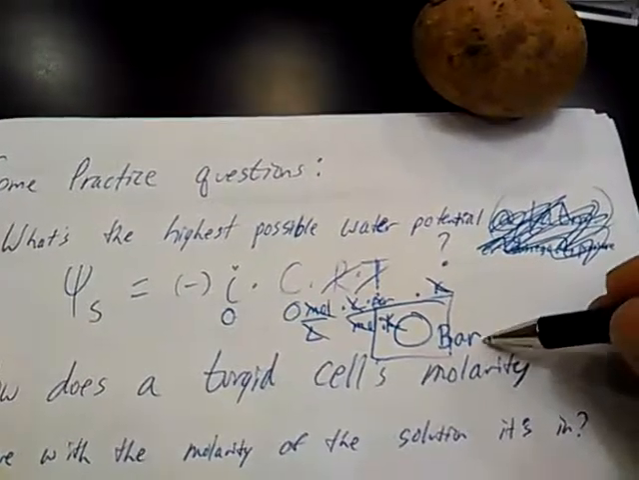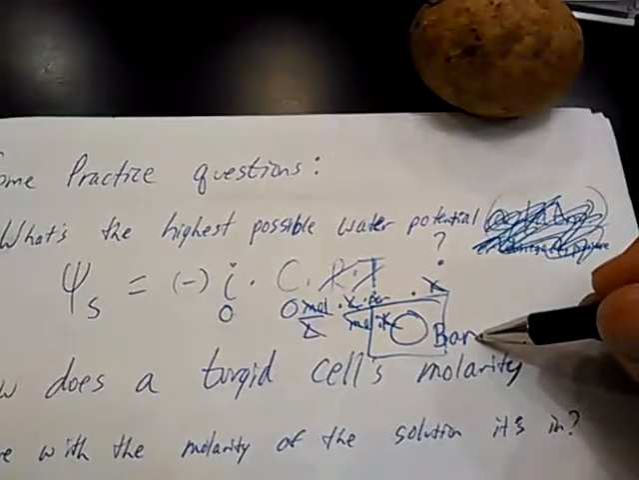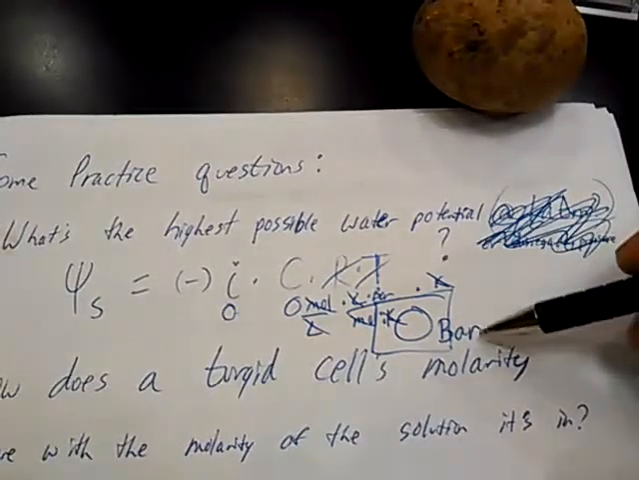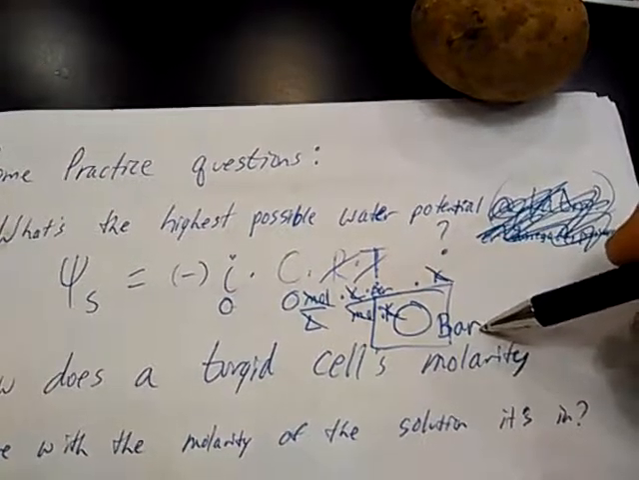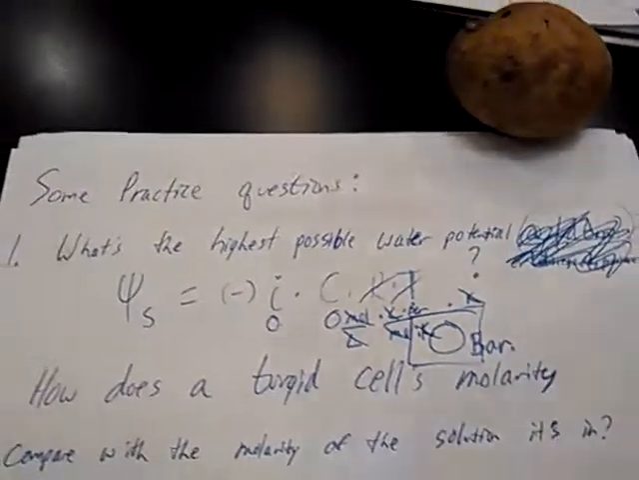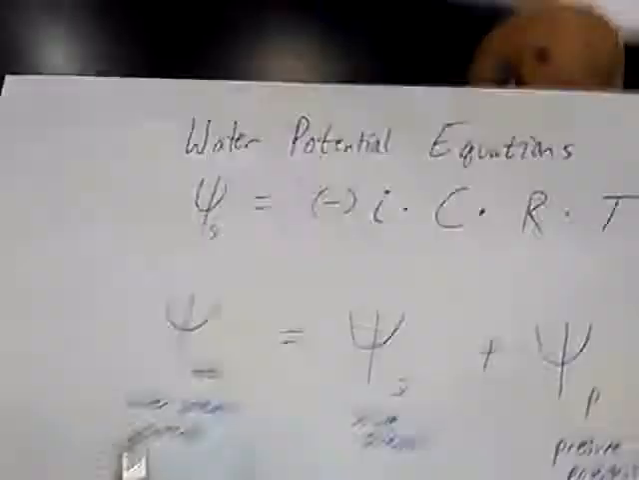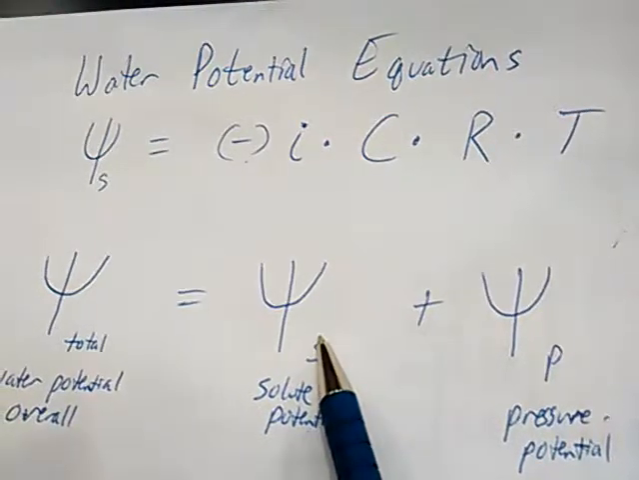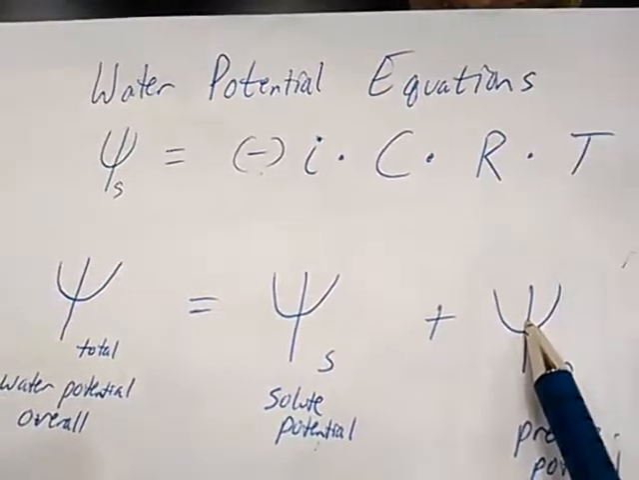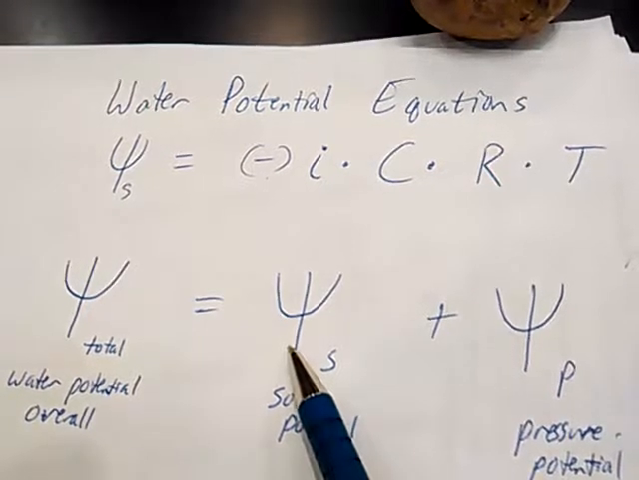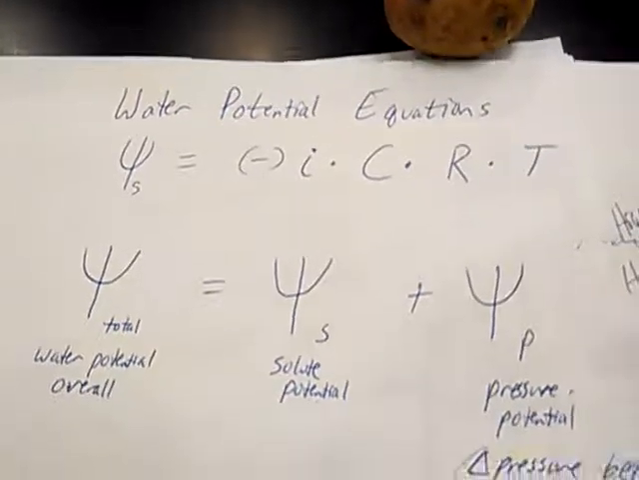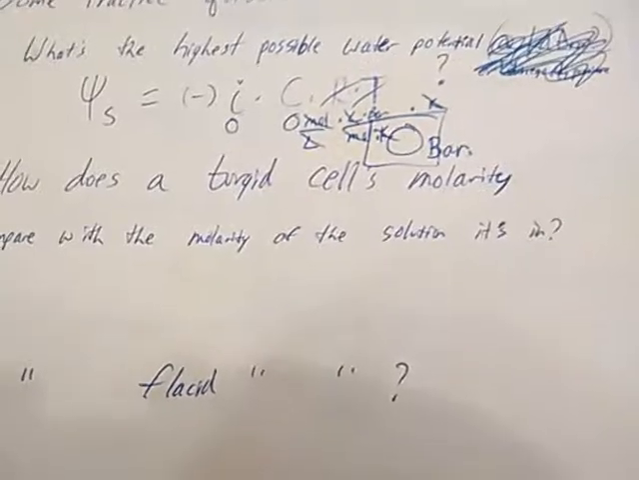So 0 bar is the highest possible water potential. If you did this in a different unit of pressure, then you would have a different value. Remember, this makes sense because we're going to take the solvent potential, add it to the pressure potential to get your overall. So if there is a pressure potential, you could add it to that 0, and that would be your way to get as high as you can go. All right, let's see if we can do the next one without stumbling so bad.